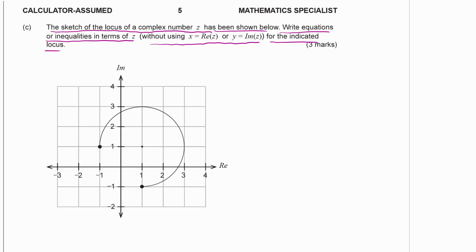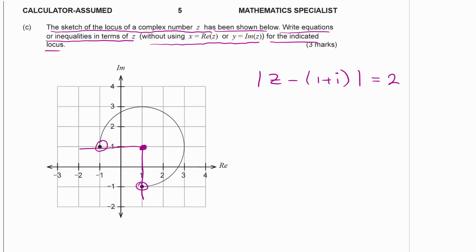Okay, so the circular part should be straightforward. The centre there is at (1, 1). So we can say z take away 1 plus i. And the radius is 2. So the distance of z from 1 plus i is equal to 2. But we don't have the whole circle. There's a cutout. And note these are included points because they're filled in.